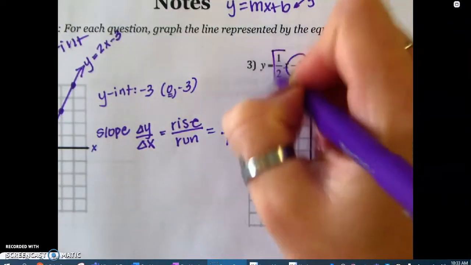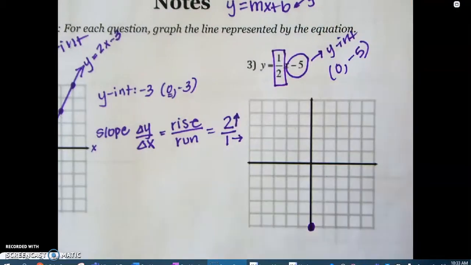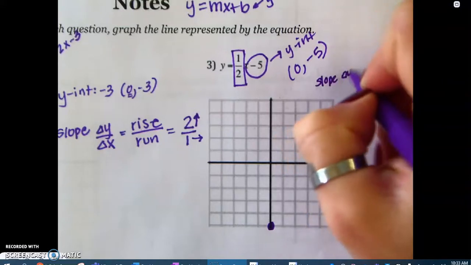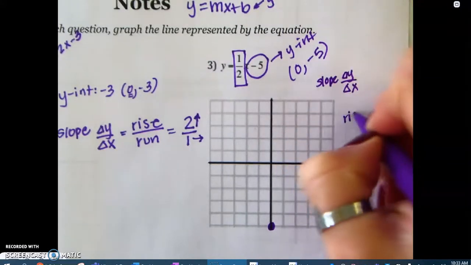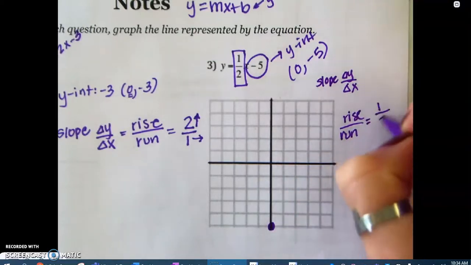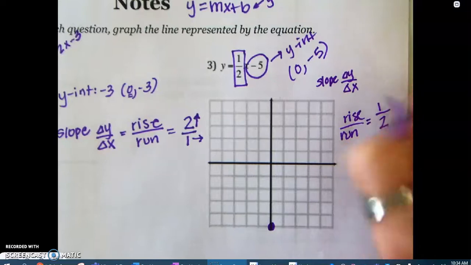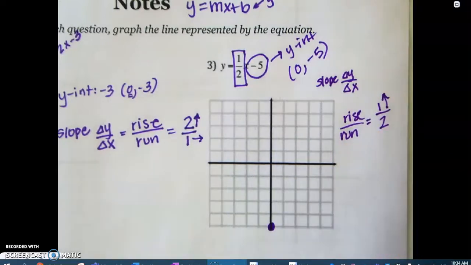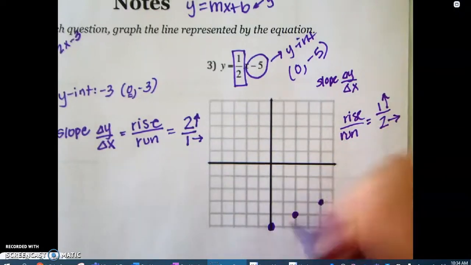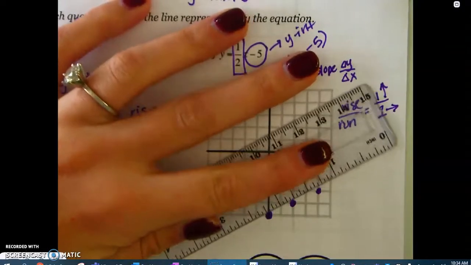Now, this is awesome because my slope is already a fraction. So I know my slope, or my change in y over change in x, or my rise over run, is 1/2. Which means, because it's positive, I'm going up 1 and to the right 2. So up 1, right 2, up 1, right 2. And that's all I can really go on this graph. So I'll only have 3 points to plot. It's not a ton of points, but that's all I have room for on this particular graph.